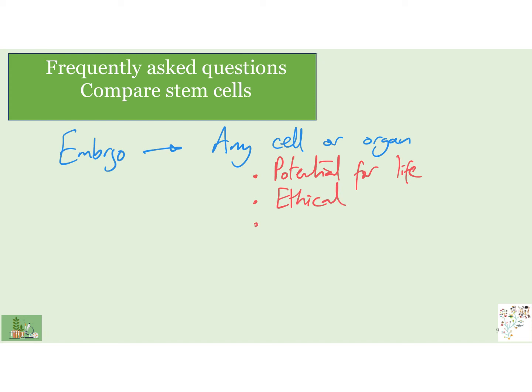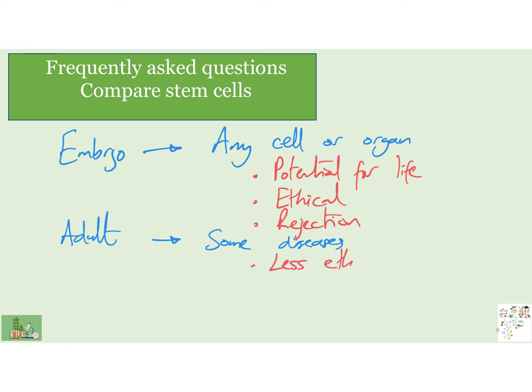Also, if you're using somebody else's embryonic stem cell to treat your disease, there is the risk of rejection. The second type of stem cell you would use would be an adult stem cell, which means you can only use it to treat some diseases, so it's less useful than an embryonic stem cell. However, there are fewer ethical issues, and because you'd be using your own adult stem cells, there is less rejection.